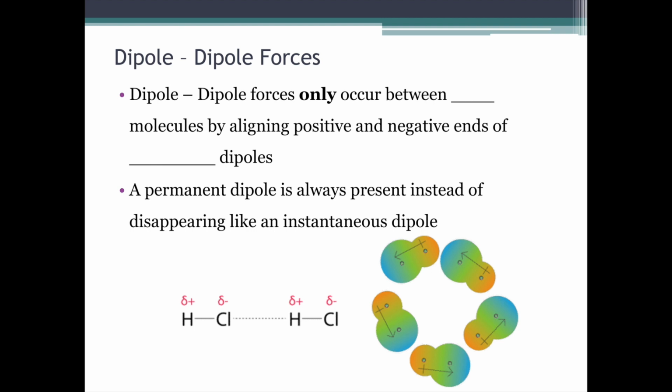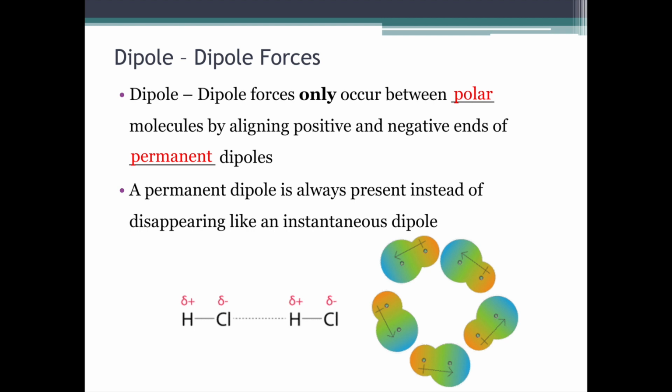Now, dipole-dipole forces are the same concept, but with a different electrostatic difference. Dipole-dipole forces occur only between polar molecules by aligning the positive and negative ends of permanent dipoles. So, permanent versus instantaneous dipoles. An instantaneous dipole is based on the random motion of electrons, which means any molecule can do that. A permanent dipole requires a polar molecule, one that has two elements with an electronegativity difference.